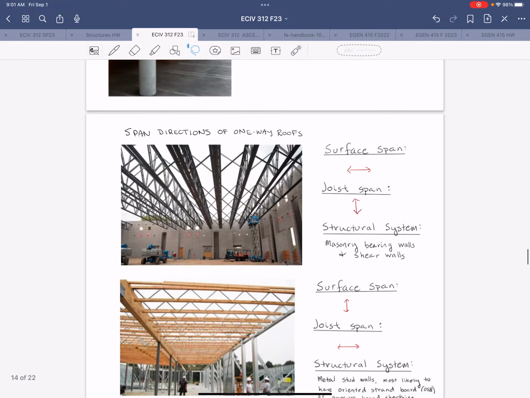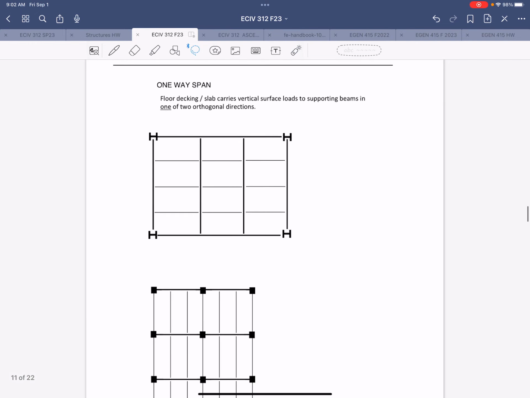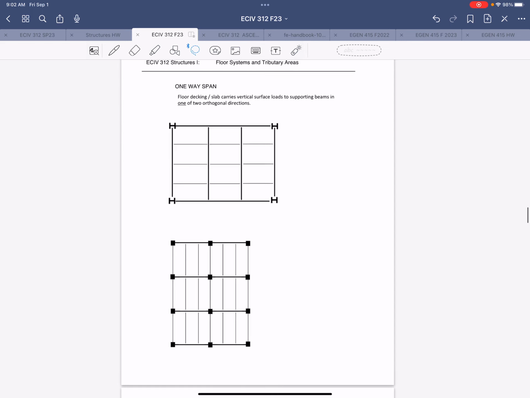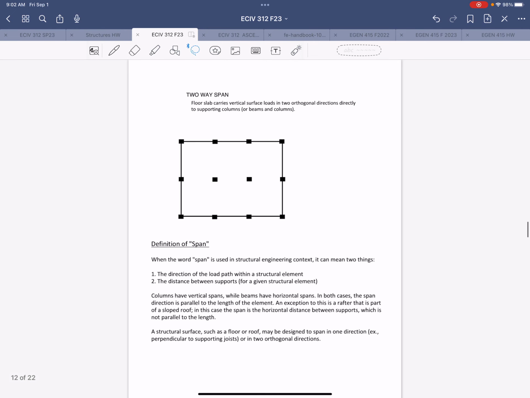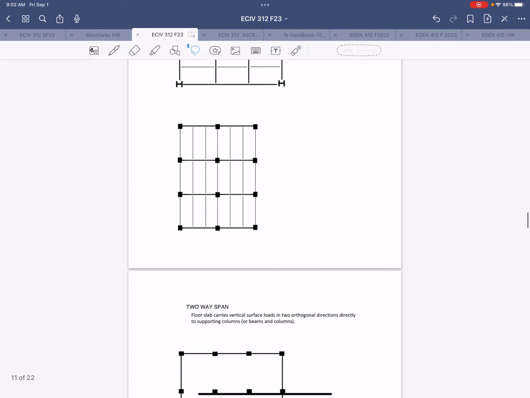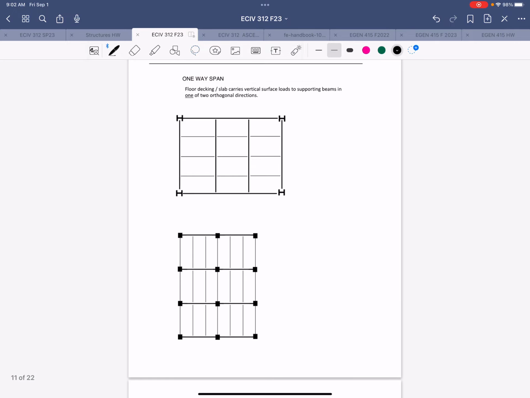Just a real quick recap, right? Your handout starts with this page. We've got a couple of one-way span examples shown here, and these are all plan views, so looking down on the floor. And then on the next page, you've got the two-way span. We'll come back to this maybe today if we have time for some more in-depth discussions.